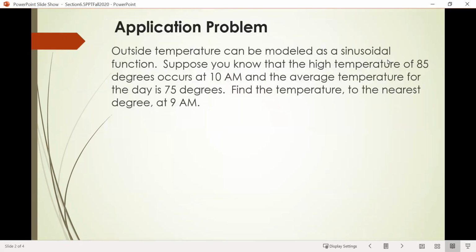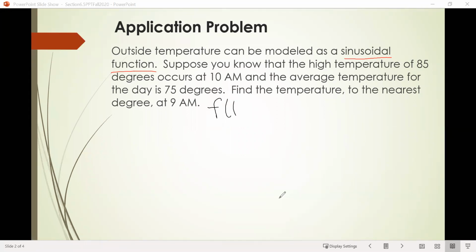All right, so here in this problem, we're told that outside temperature can be modeled as a sinusoidal function. Suppose we know that the high temperature of 85 degrees occurs at 10 a.m. and the average temperature for the day is 75 degrees. We need to find the temperature to the nearest degree at 9 a.m. Now, a couple of things I see in here. Number one, we're told that this can be modeled as a sinusoidal function, which means we're probably going to have to write an equation here.